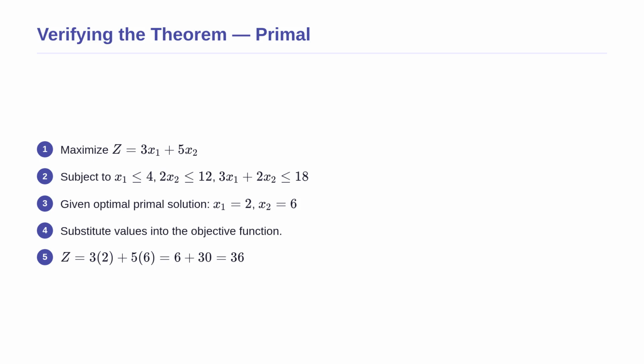Before we prove why this theorem works, let us see it in action with a concrete example. We are given a primal problem where we want to maximize Z equals 3x1 plus 5x2, subject to three resource constraints. We are also given the optimal solution, x1 equals 2 and x2 equals 6. Our goal is to verify that the primal and dual optimal values are identical. First, we calculate the optimal profit by substituting our given x values into the primal objective function. 3 times 2 is 6 and 5 times 6 is 30. Adding these together gives us a maximum primal profit of 36 units.